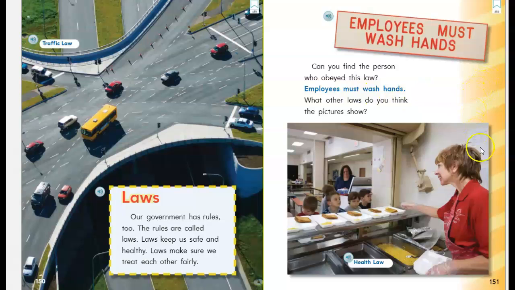Let's look at our picture here. Do you see an employee who has followed that rule? Look closely at this employee. She is wearing plastic gloves on her hands. This shows that her hands are clean. This is part of the health law.